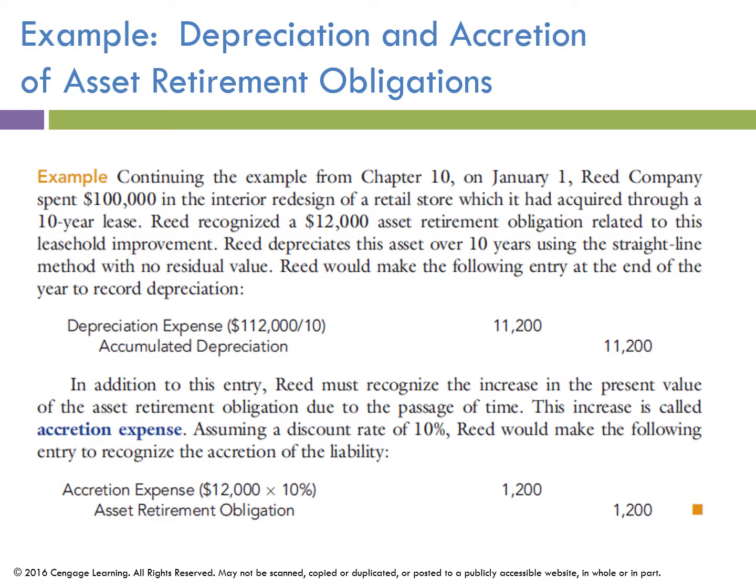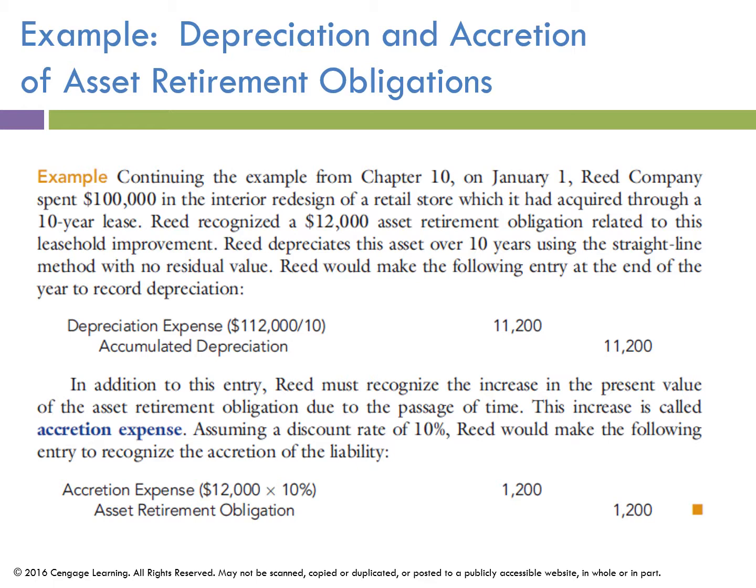You need an example, right? January 1, Reed Company spent $100,000 in the interior redesign of a retail store which it had acquired through a 10-year lease. They recognized a $12,000 asset retirement obligation related to this leasehold improvement. Reed depreciates this asset over 10 years using straight line, so $112,000 is the depreciable amount, because it would be the 100,000 plus the 12,000 asset retirement obligation, and record that as depreciation.